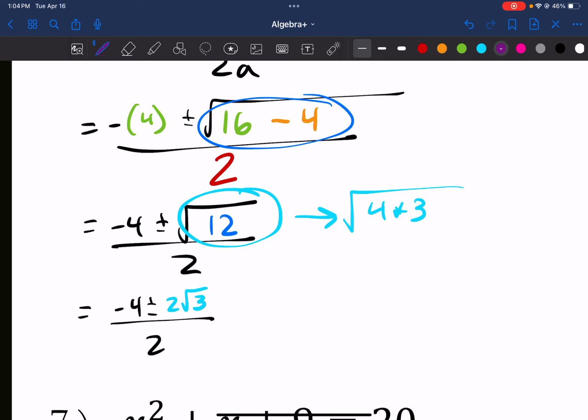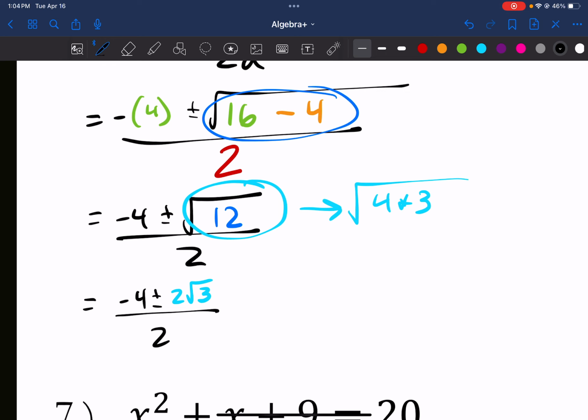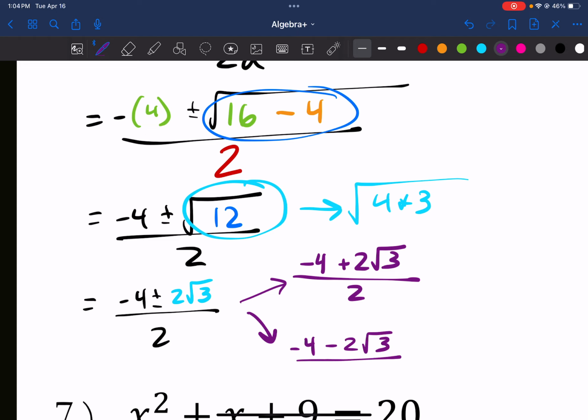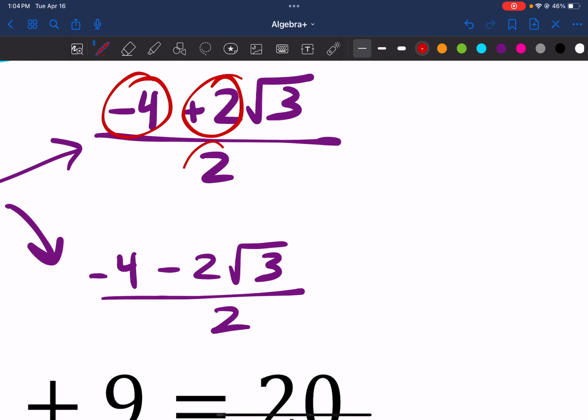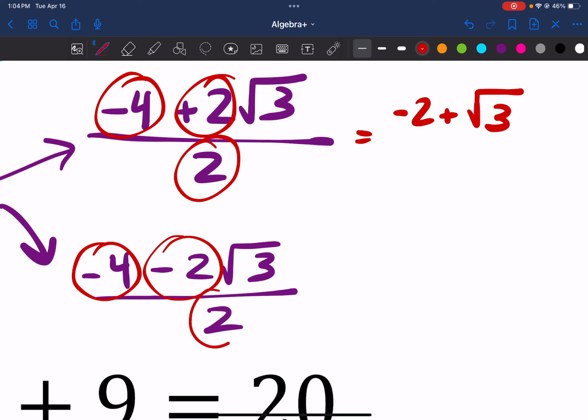We are not done. We notice, since there's an addition and subtraction sign in the middle, you can simplify these. So let's split these up just so you can see it better visually. Negative 4 plus 2 root 3 all over 2, and negative 4 minus 2 root 3 over 2. Take a look at these. What do they have in common? You can simplify all of those by 2. So we get negative 2 plus root 3. Same thing here. This becomes a negative 2 minus root 3.